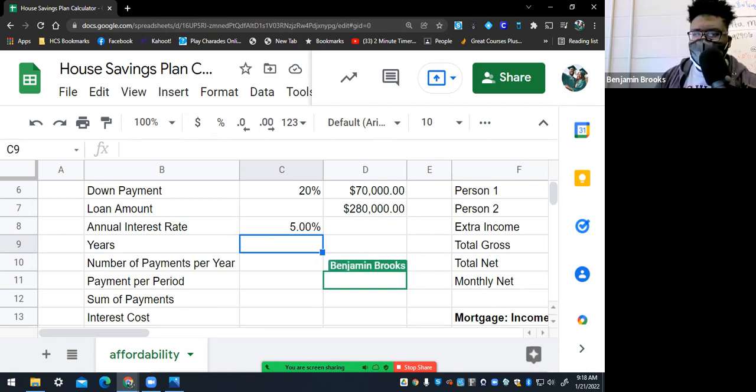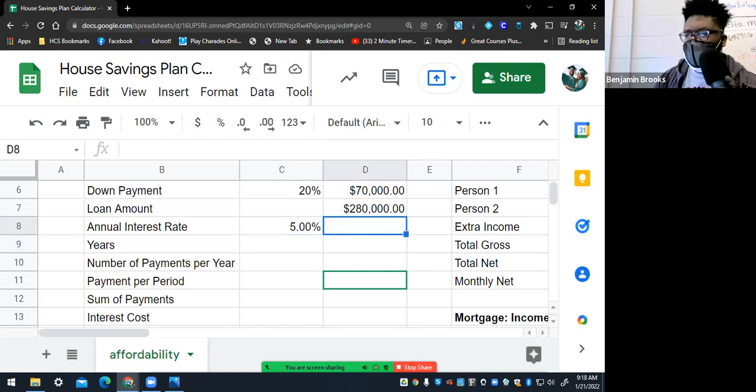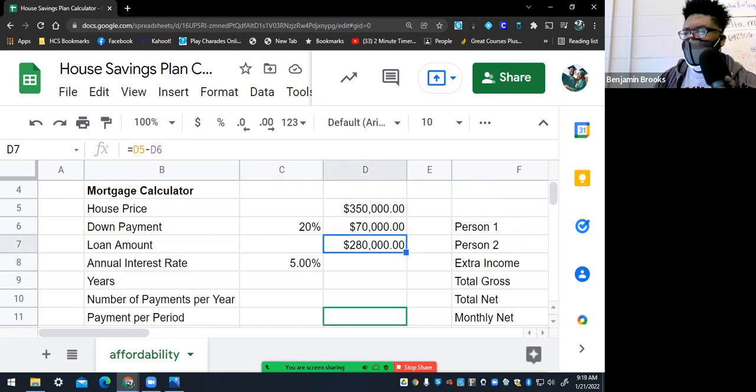So if that's the case, how much you're paying in interest will be how much you were loaned times your annual interest rate. Now, remember, we got your loan amount from subtracting D5 and D6. In other words, how much the house is worth minus how much you put down on the house. So if you put 0% down, these would be the exact same. Does that make sense? But if I put 20% down, then I'm only being loaned $280,000.